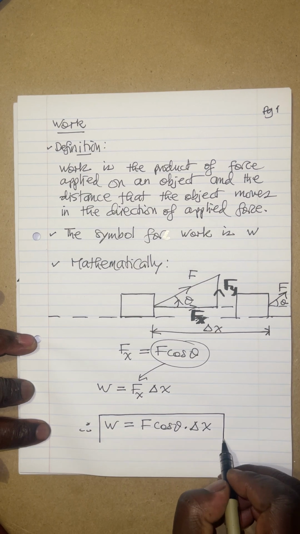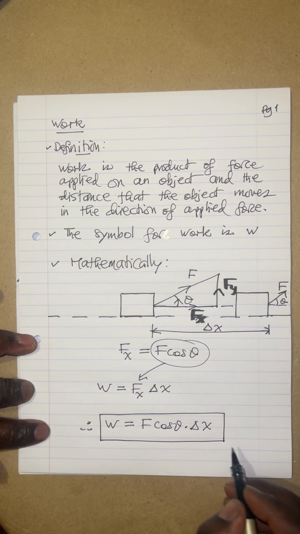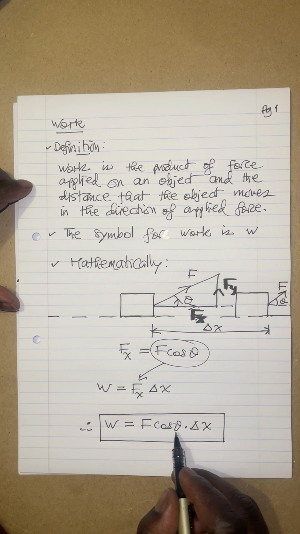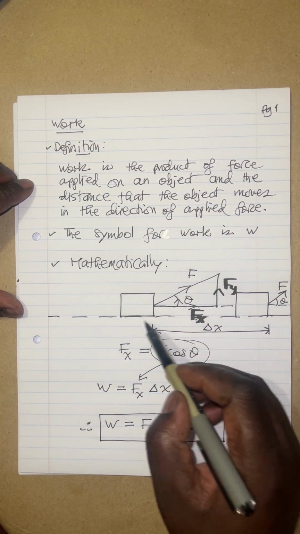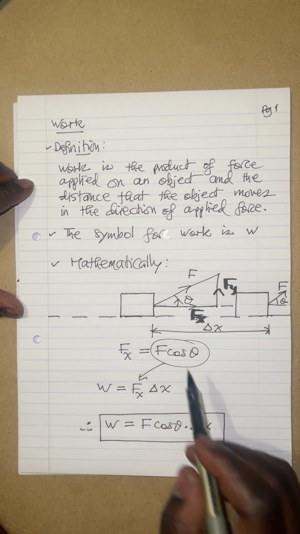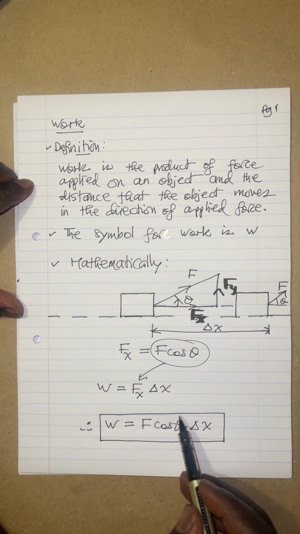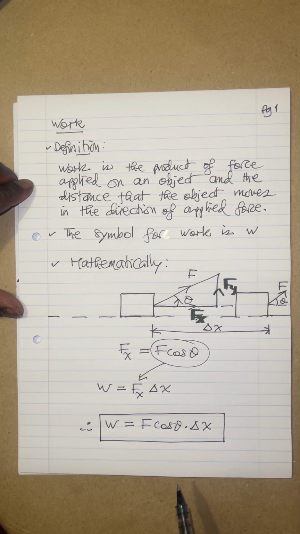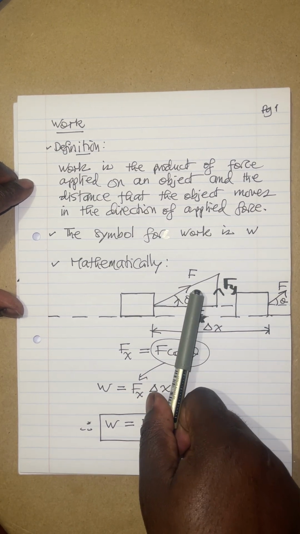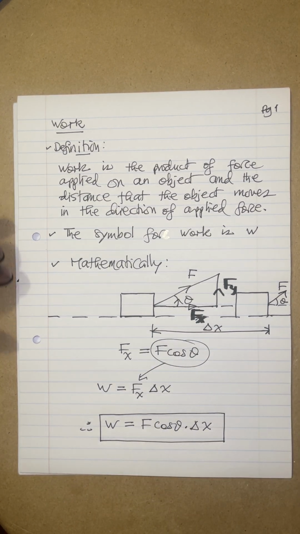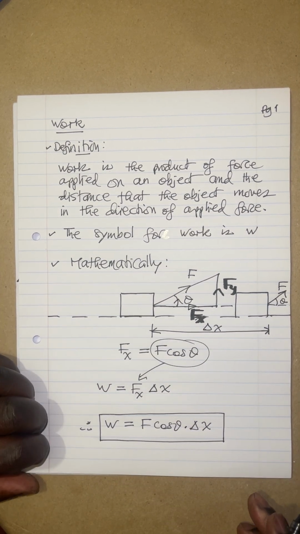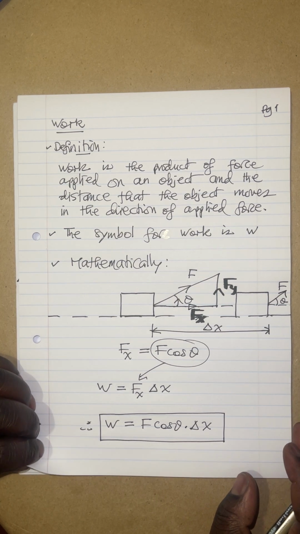W is work done, obviously. F is the applied force. And cos theta, theta is the angle between the applied force and the direction of motion, and delta x is the distance that the block moves in the direction of this component of our force F, which is our Fx. If you check in the diagram here, I called it Fx. That's the horizontal component of F which drags the object from this point to that point there. So that will be the mathematical definition of work.